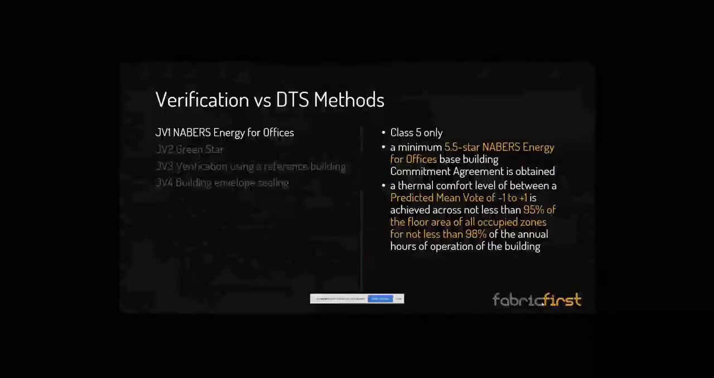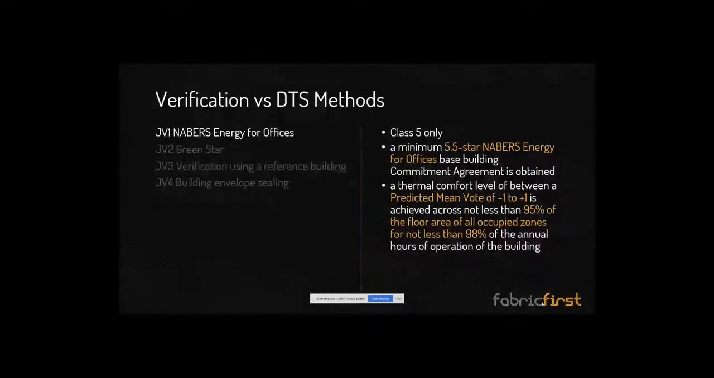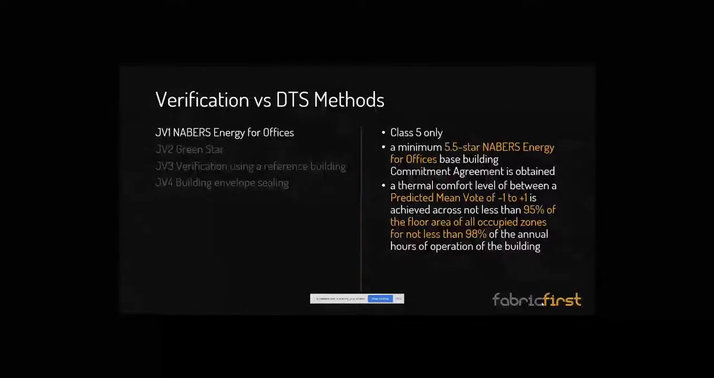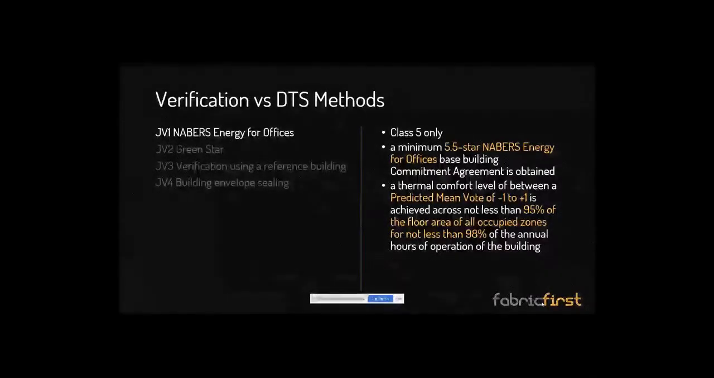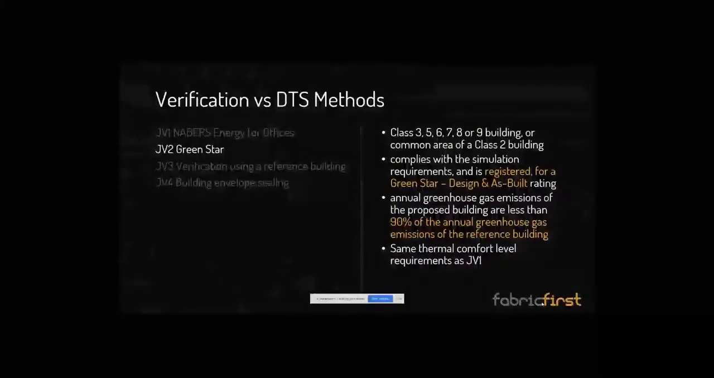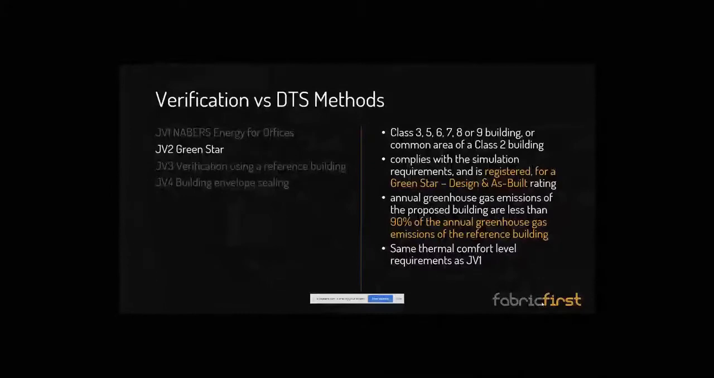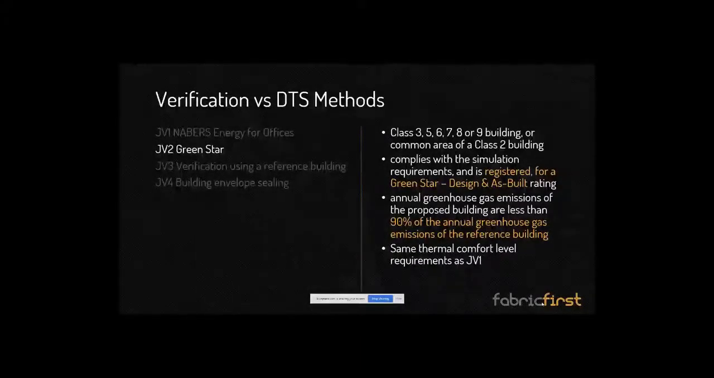NatHERS, of course, if you are going to kick up and go for the 5.5 star and you can meet those PMV requirements, then there's a great opportunity to use that process and avoid silly JV3 modeling when you don't need to do it. Great outcome. Who wants to model when you don't need to? Green Star, very interesting. If you are registering your project, there's an opportunity to use that registration in this process for certain classes of building.